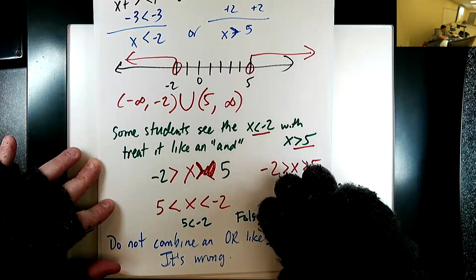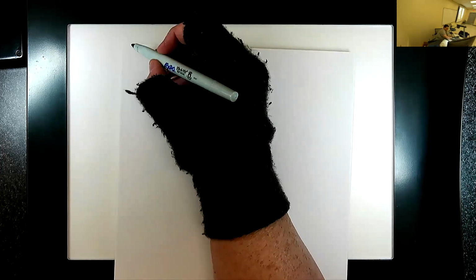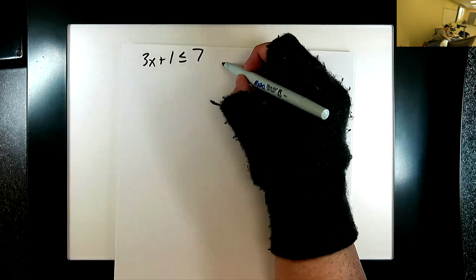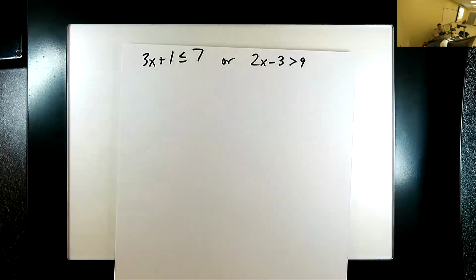All right, let me give you one to work on while I start looking up some math at UC Davis. 3x plus 1 is less than 7, or 2x minus 3 is greater than 9. I will pause it real quick.